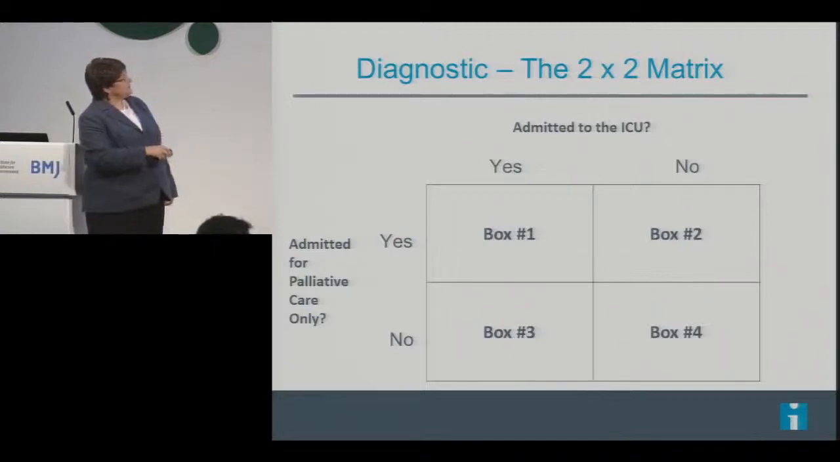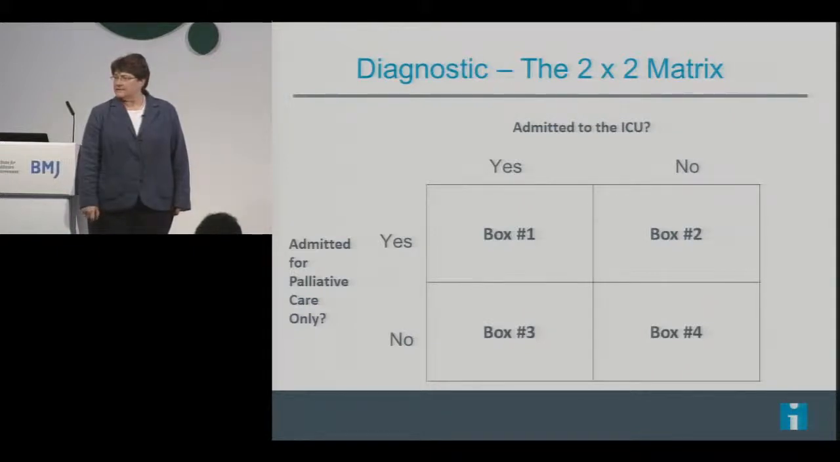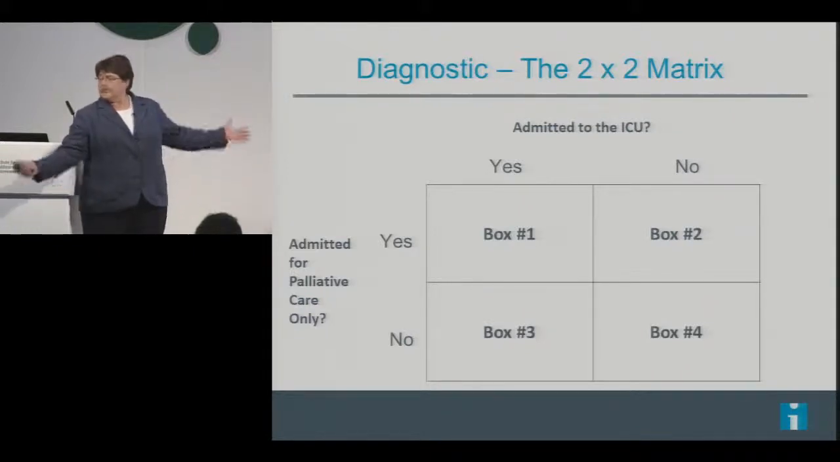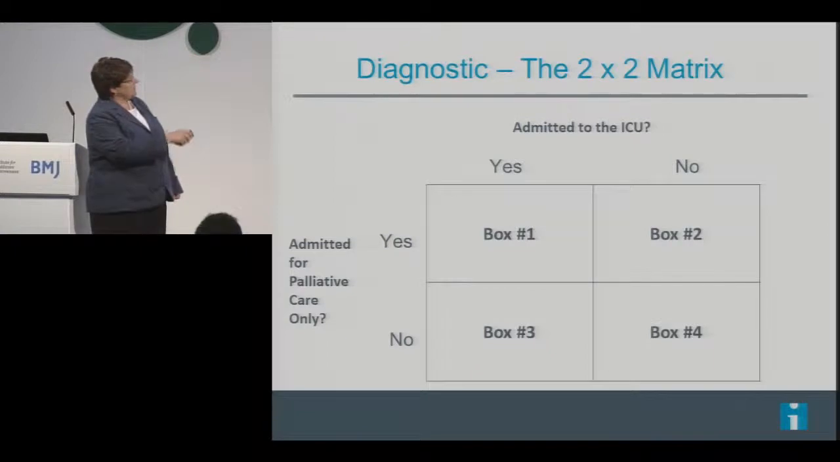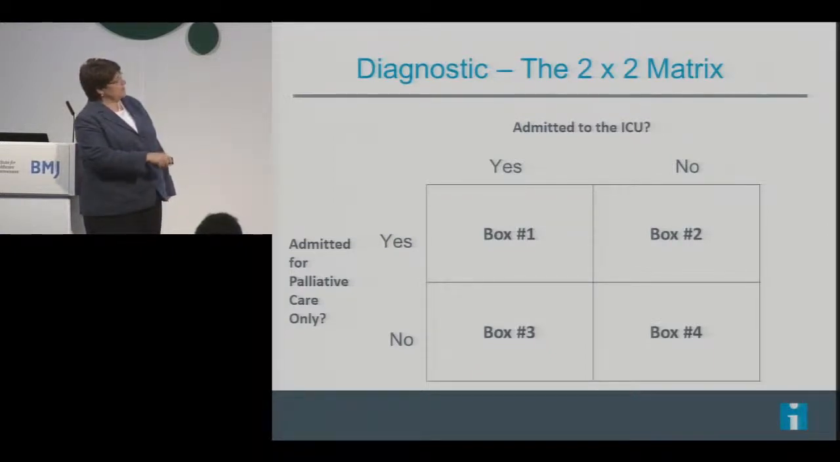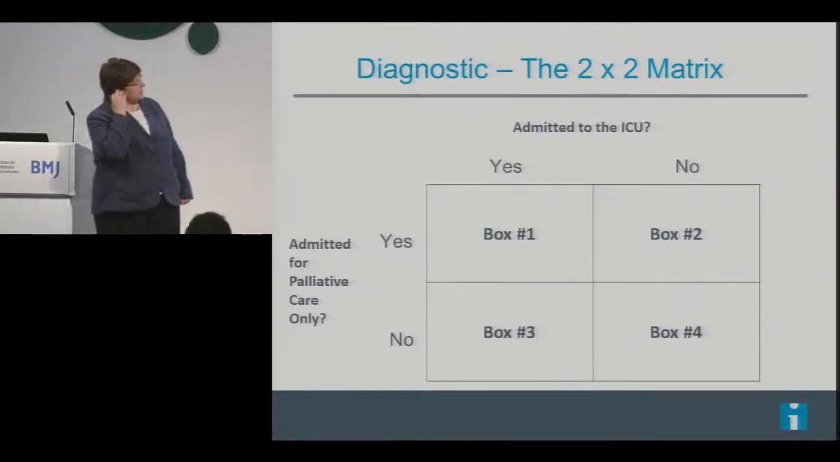Okay, so here's box 3. This is an interesting box. Admitted for palliative care here, no, and admitted to the ICU. Well, these are all our trauma patients, right? These are patients who were admitted, didn't have palliative care. So you look at those, and there's going to be a pretty good percentage of patients there, and you want to be sure that they're still the appropriate patients coming into the ICU.